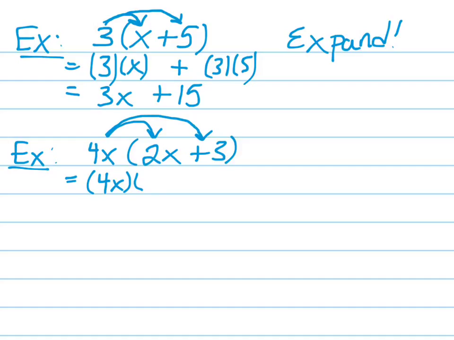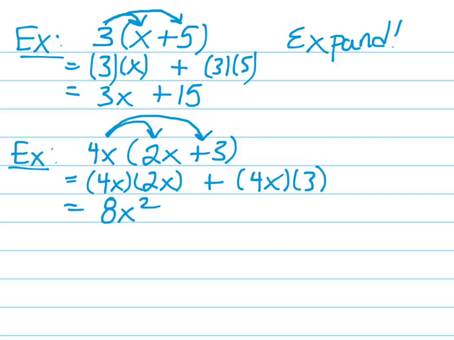And we end up with 4x. Now the thing you got to remember is this is multiply, so the mistake students often make would be to add this. So you got to remember you're multiplying the terms, and then 4x times 3, and we end up with 8x squared plus 12x, just like that. So there it is. That's another example. Let's try a slightly harder example.